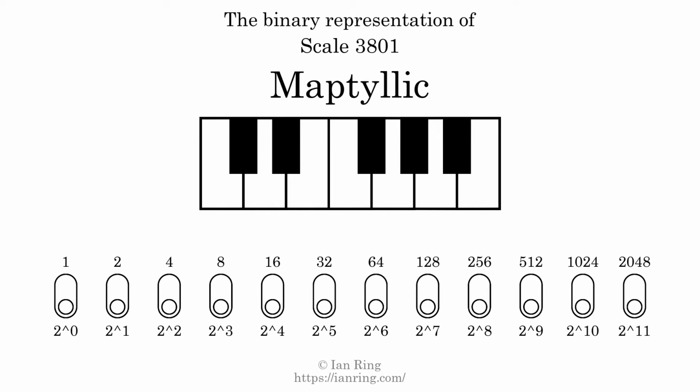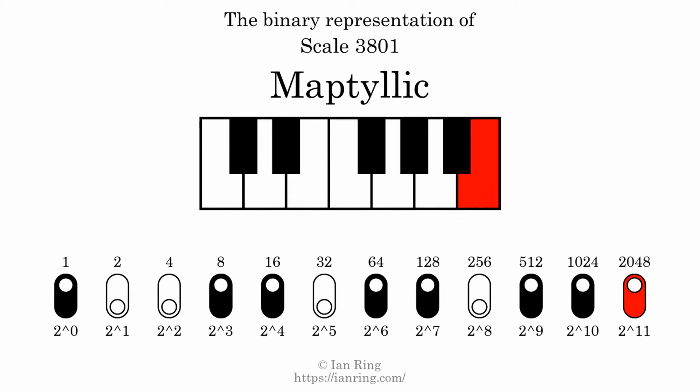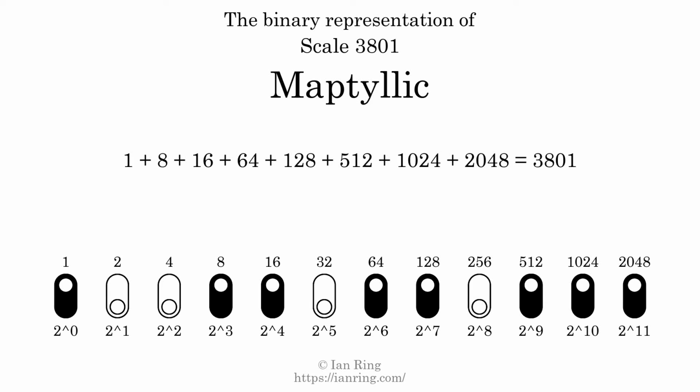The binary representation of this scale is determined by mapping tones of the scale to binary digits. Each binary digit represents a power of 2. To get the scale number, we add the powers of 2 together. The powers of 2 that are present in the scale, all added together, equals 3801. That is why the scale number, in decimal, is 3801.